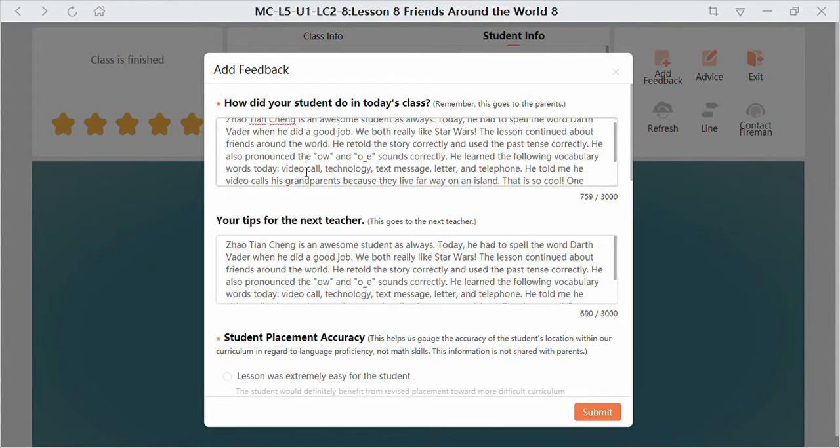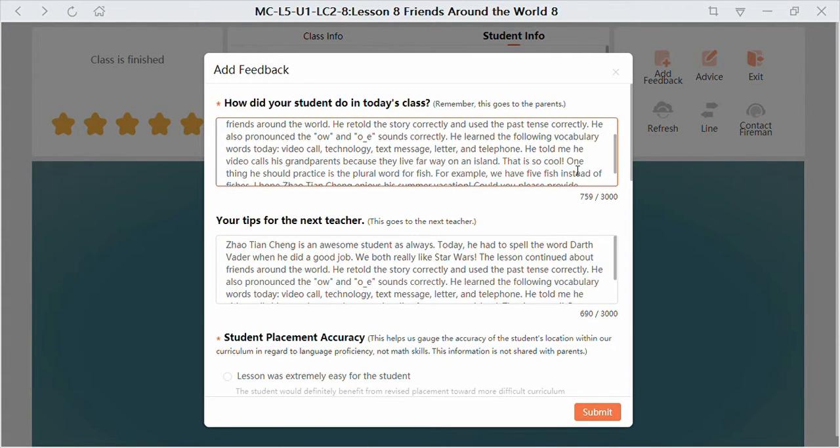But the lesson continued about friends around the world, and then he retold the story correctly and used the past tense correctly. He also pronounced the O and O sound, or the long O sounds, correctly. He learned the following vocabulary words today: video call, technology, text message, letter, and telephone. He told me he video calls his grandparents because they live far away on an island.